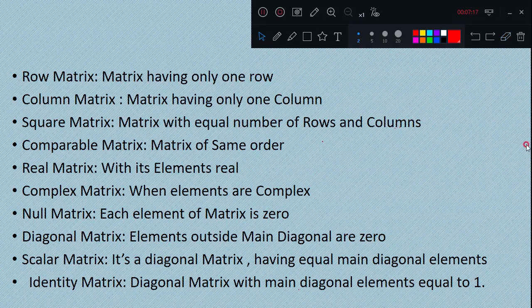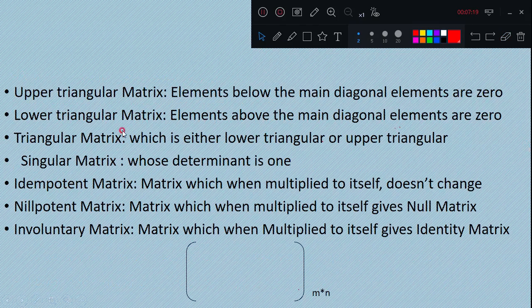Now moving forward, upper triangular matrix. Since we now know what the main diagonal elements are, that means where i is equal to j, the elements with the position of i equal to j.